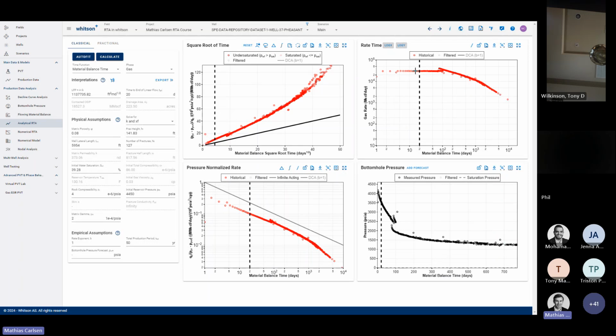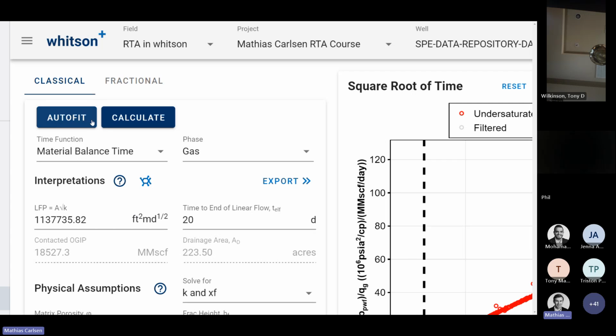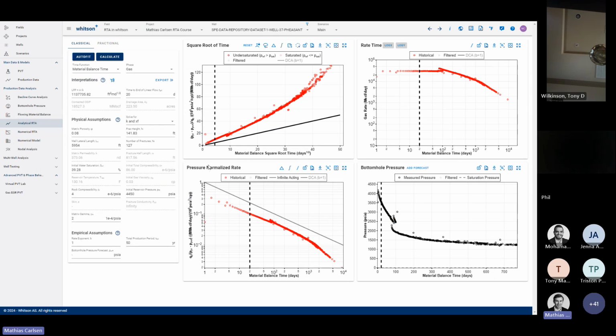Again, we covered three things already twice: classical RTA, numerical RTA, and fractional RTA. This is the classical RTA piece. So I'm going to start here up to the left where there are two buttons. The calculate button just calculates these guys, so it is actually activated by default for us. This is nothing to really worry about.